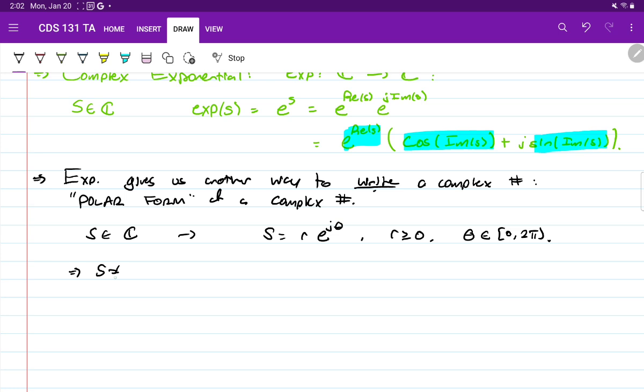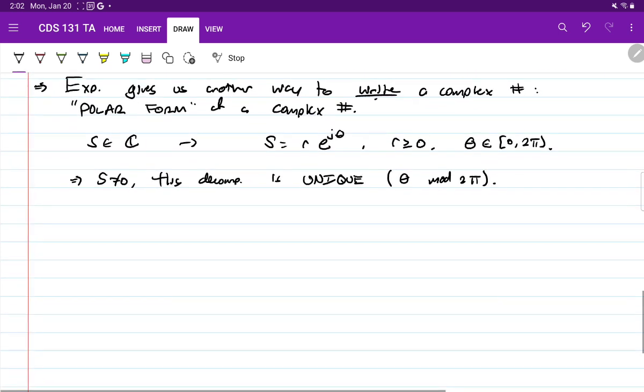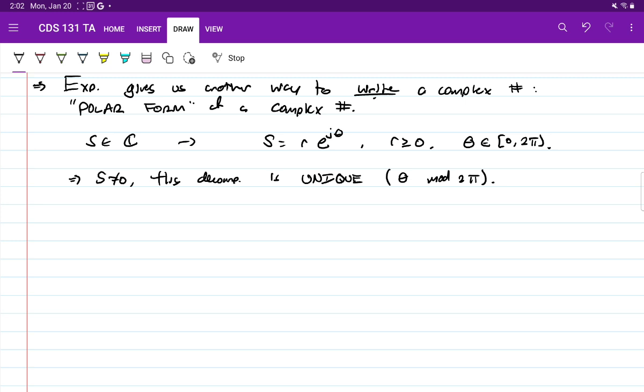So if s is non-zero, this decomposition is unique. And of course, this is taken with theta mod 2 pi, so it's unique for theta between 0 and 2 pi. All right, so let's geometrically interpret what this is saying, and once I sketch out this picture, you'll see the reason for the names r and theta.